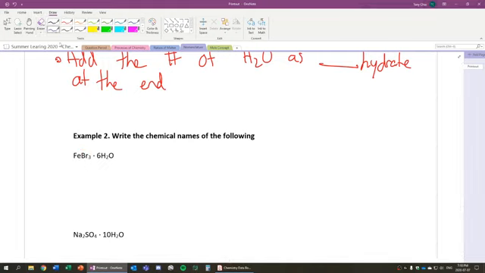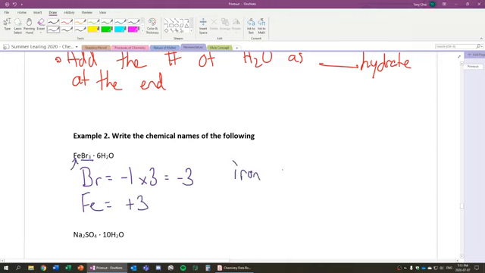Because we have Br, each Br is -1, but there are 3 of them. Our total negative charge is -3. That means our iron must take the +3 charge because there's only 1 iron. So this is iron 3 bromide. Okay, how many water molecules? We have 6. That's hexahydrate.